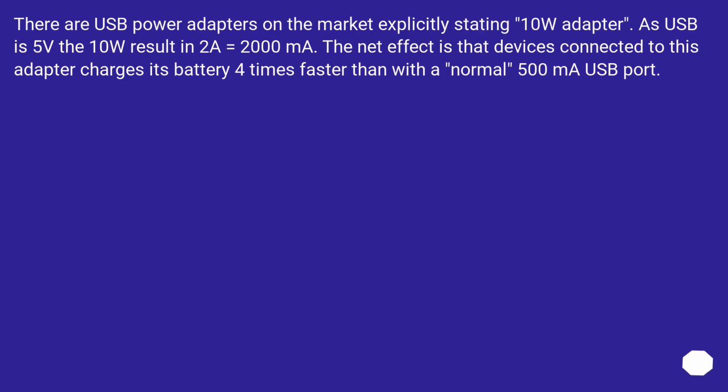There are USB power adapters on the market explicitly stating 10 watts. As USB is 5V, the 10 watts result in 2A, equals 2000 mA. The net effect is that devices connected to this adapter charge their battery 4 times faster than with a normal 500 mA USB port.